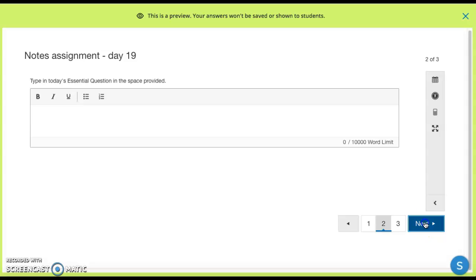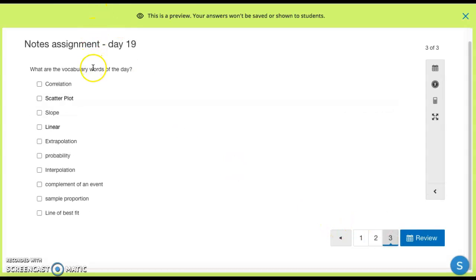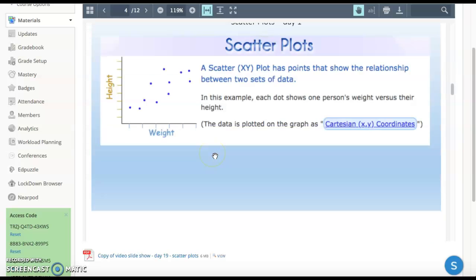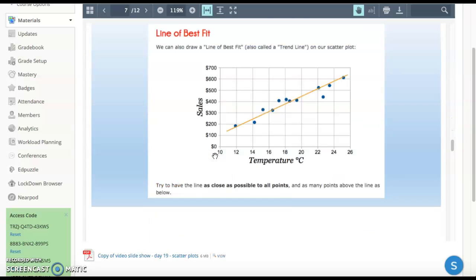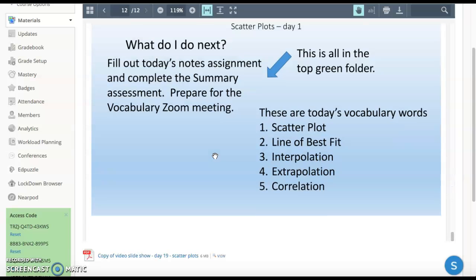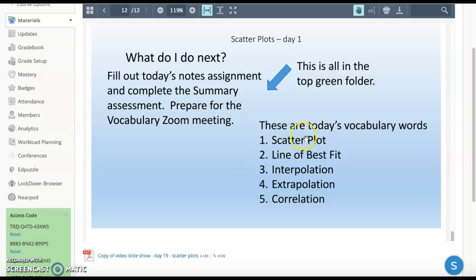Come back, last one. What are the vocabulary words for today? All right, again, go back to the slideshow. It's always the last slide. So it's the very last slide in the top green folder. Right there. There's 5 words today. Scatter plot, line of best fit, interpolation, extrapolation, and correlation.